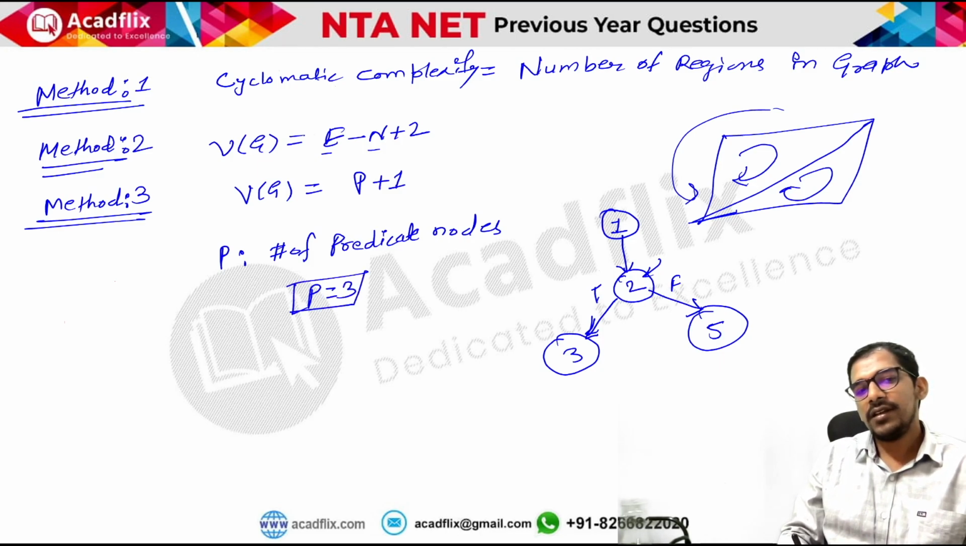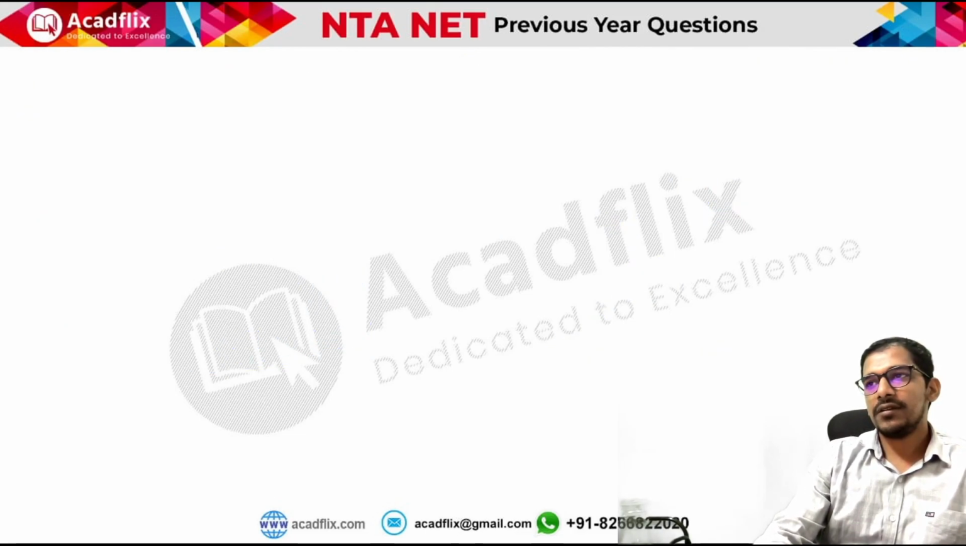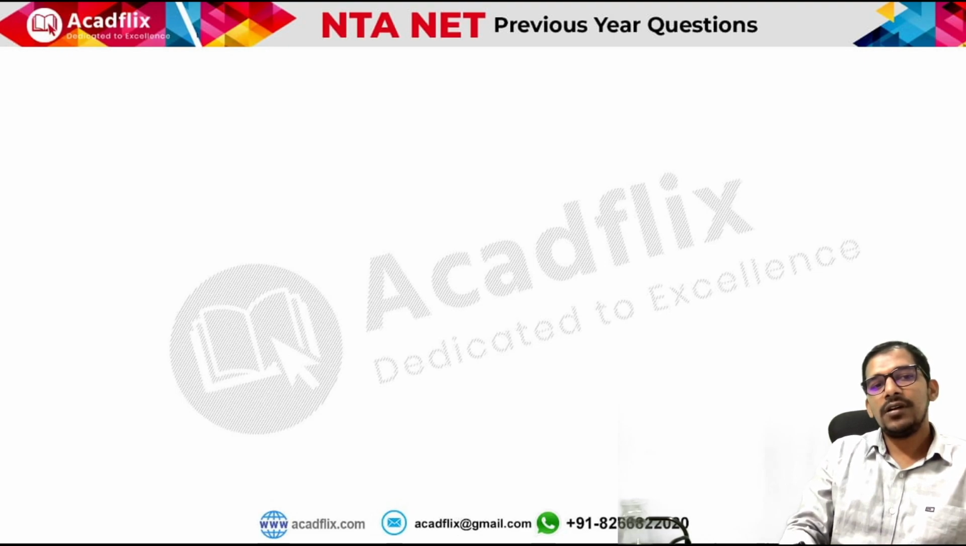So this means that the cyclomatic complexity of this graph is p plus 1, that is 3 plus 1, which is 4. Again you are getting the same cyclomatic complexity. Let us try to understand this with a question and try to draw the graph for that question.